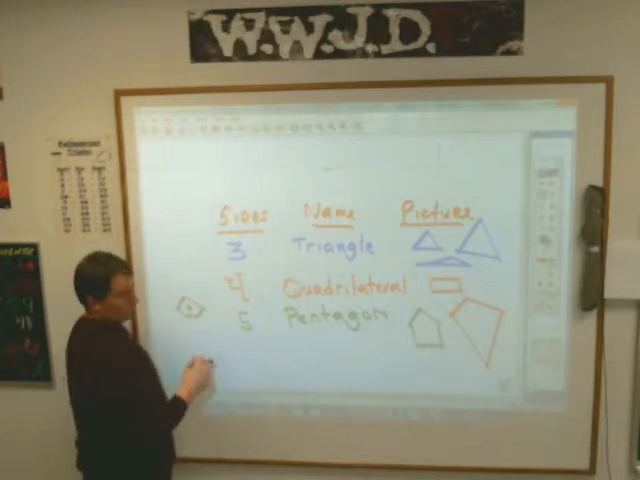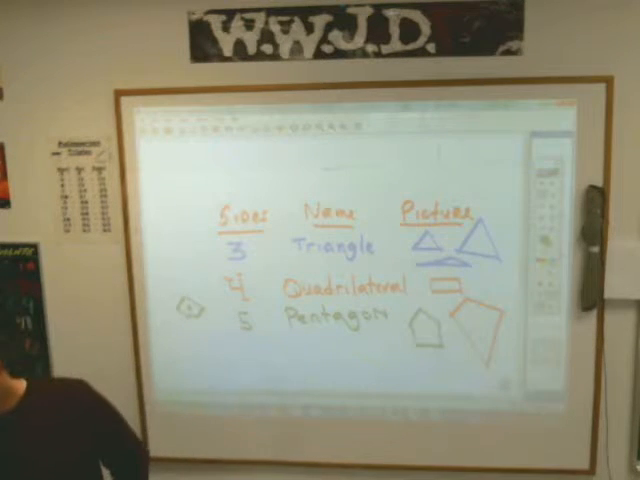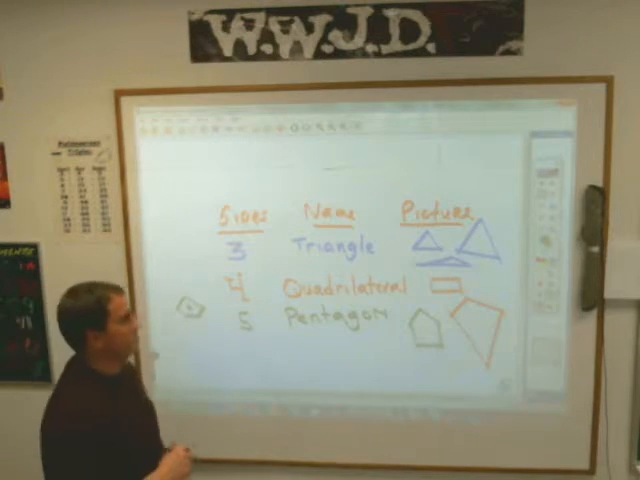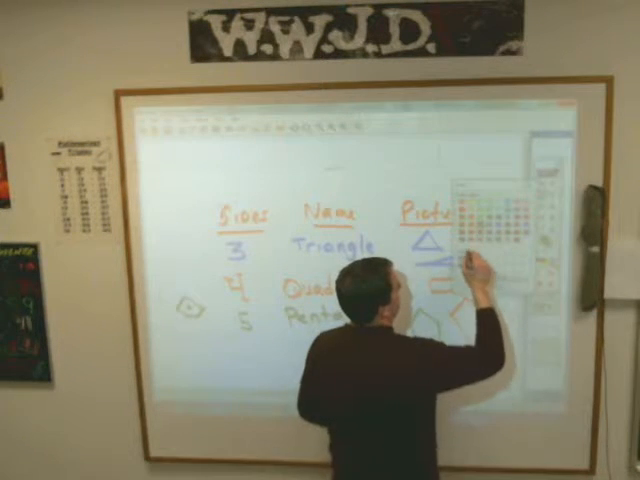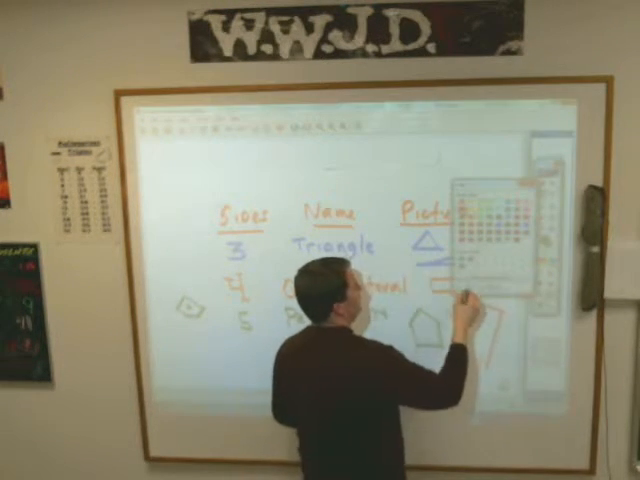Am I gonna run out of? Oh no, I guess we just do 6 and 8. A six-sided shape then, ladies and gentlemen, would be.